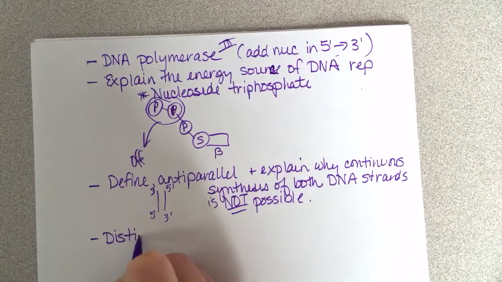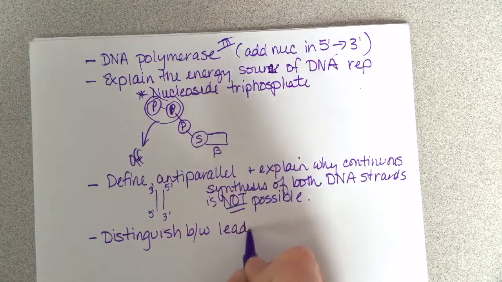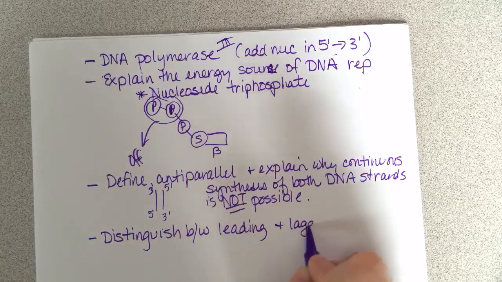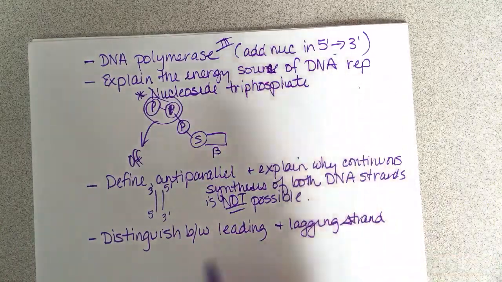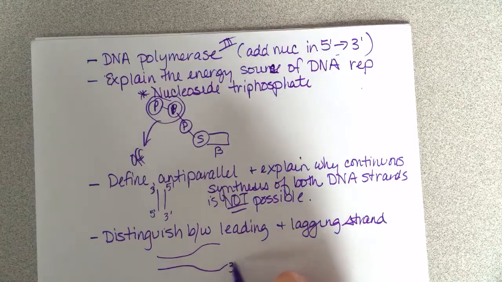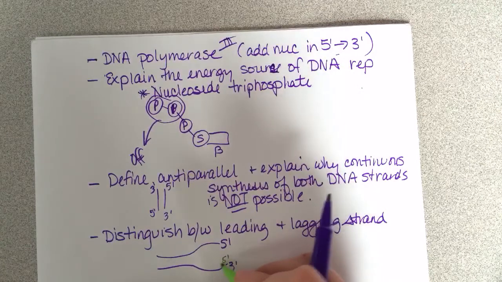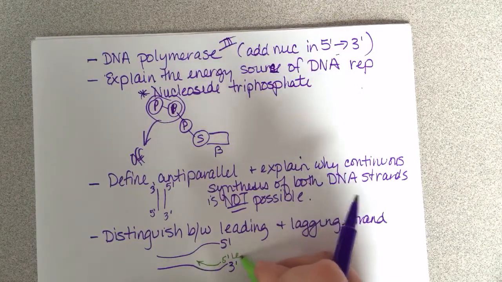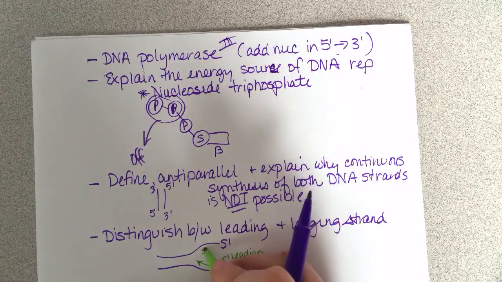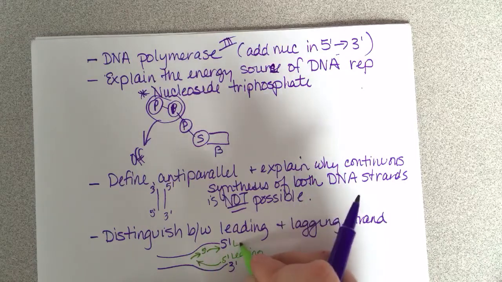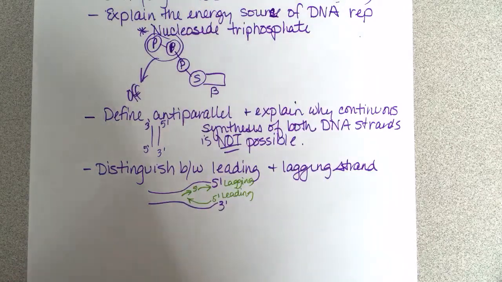Be able to distinguish between the leading and lagging strand. So remember, I had on the board something like this, and I said, okay, this is the 3 prime end and this is the 5 prime end. So you had to be able to say, oh, this is going to be the 5 prime end of the new strand, so this is going to be the leading, and the 5 prime end of this strand is going to be here, so therefore this side is going to be the lagging, and built in Okazaki fragments.